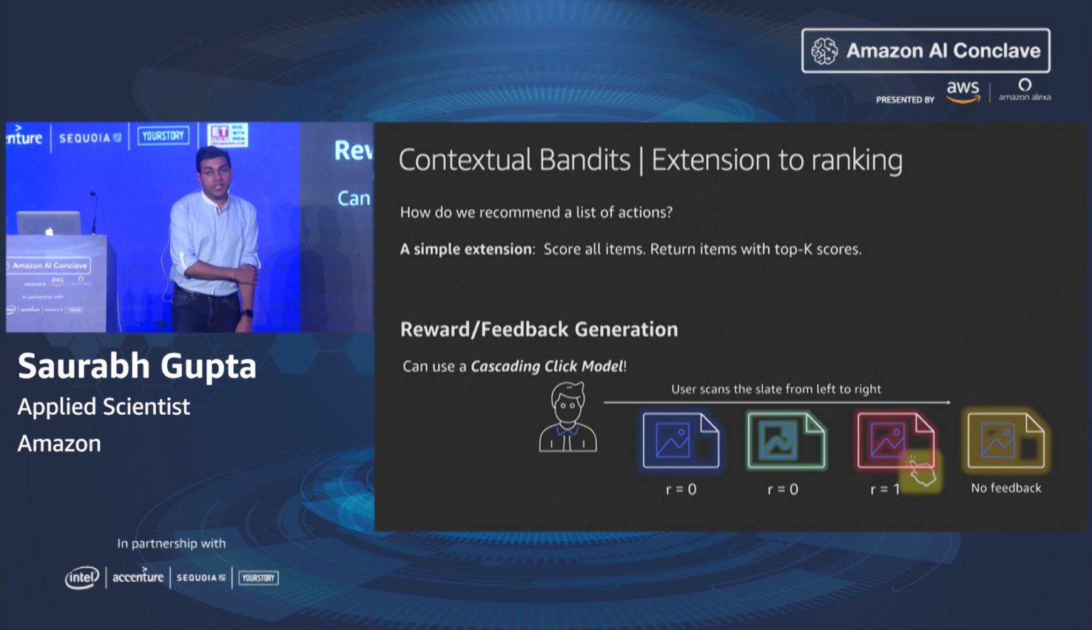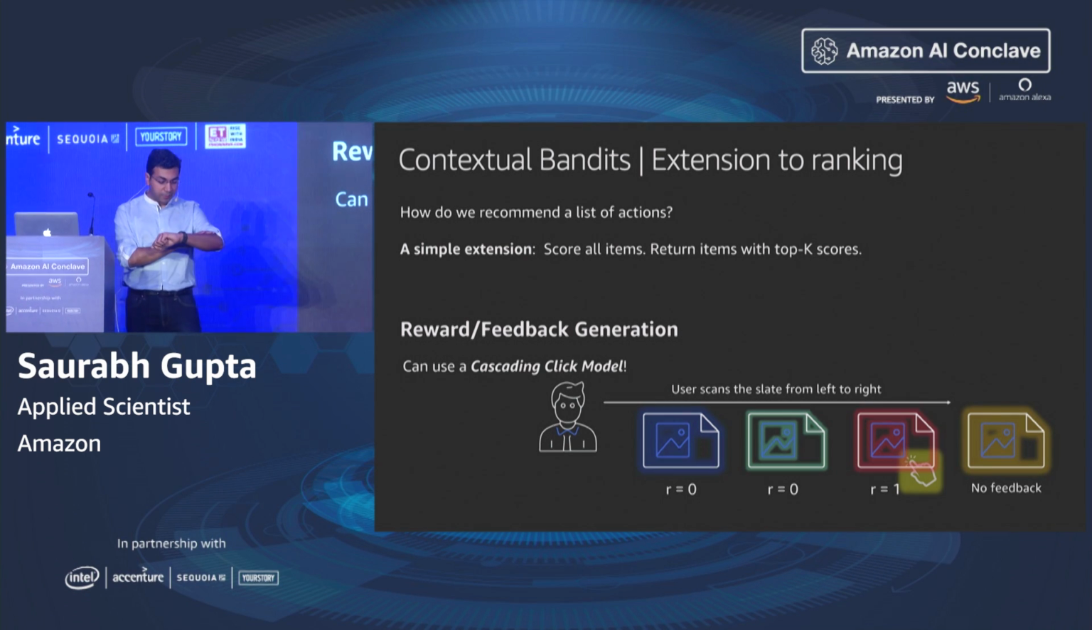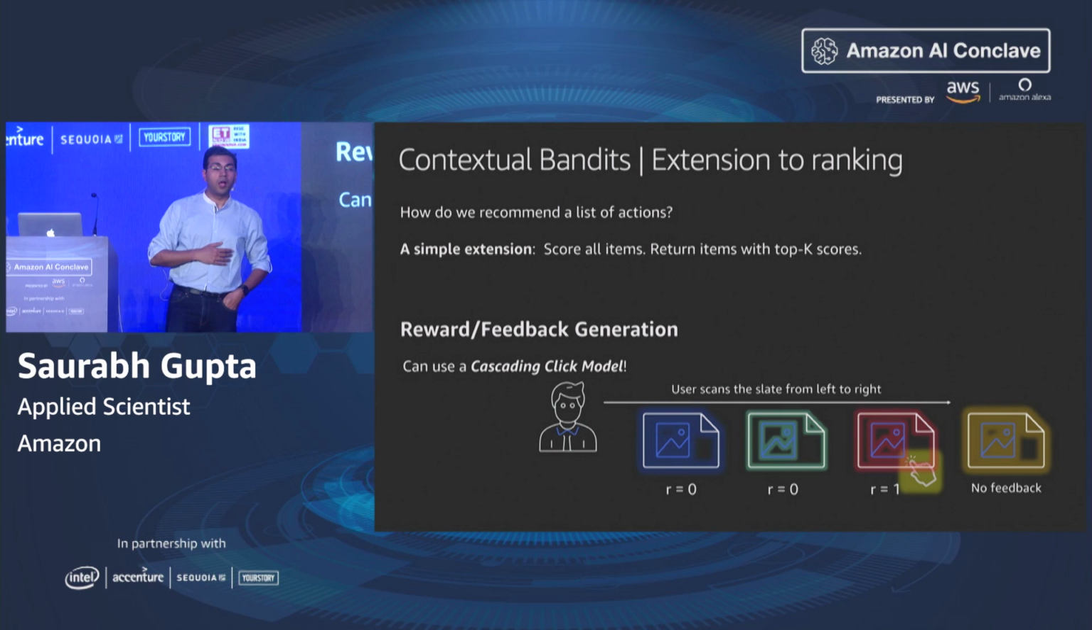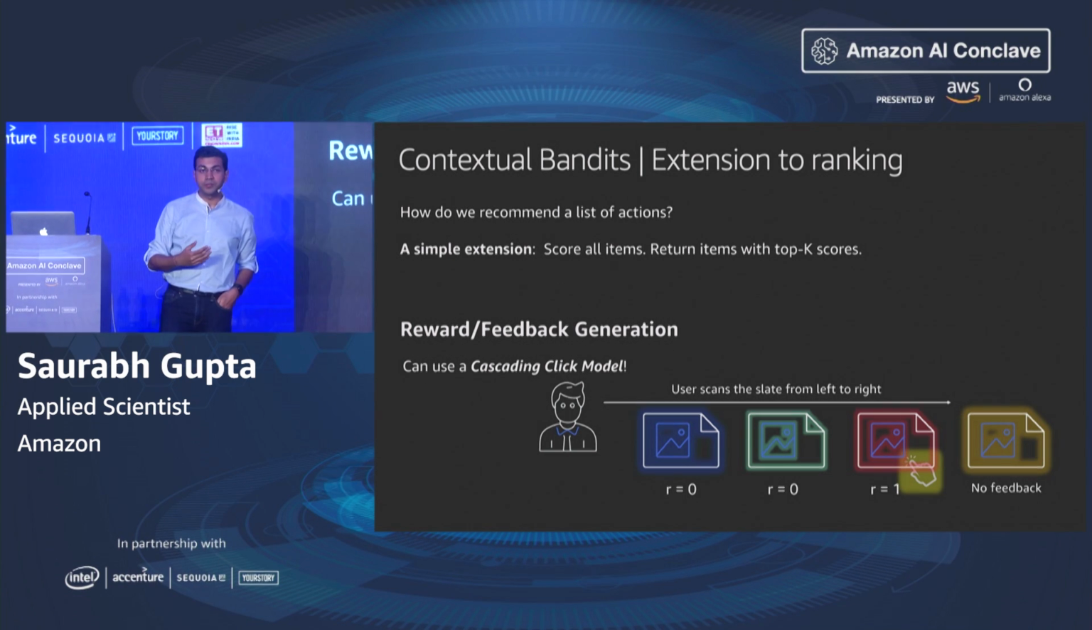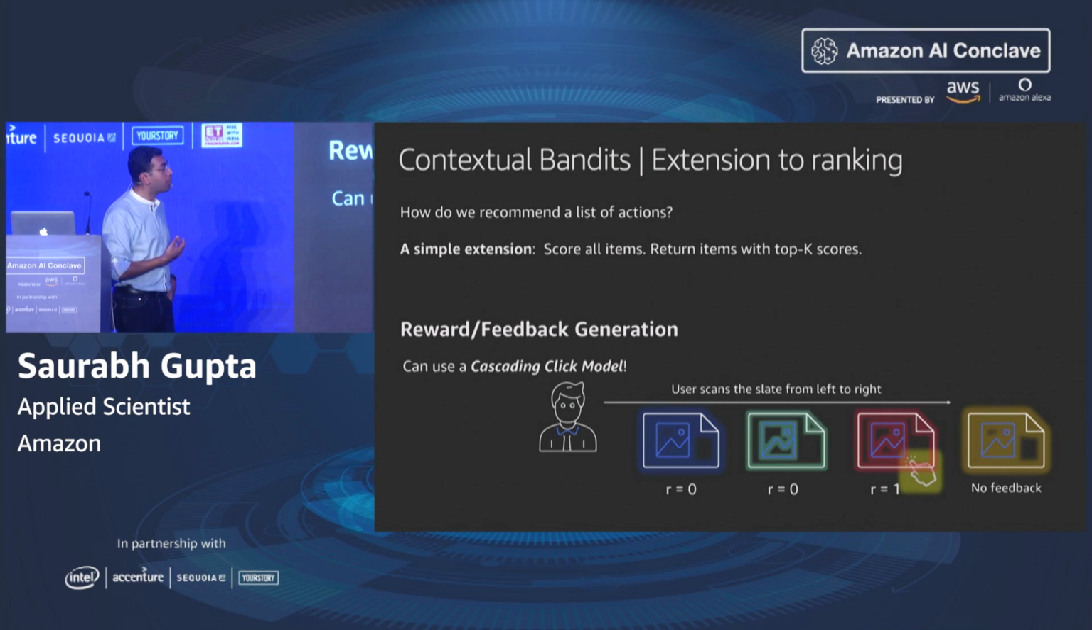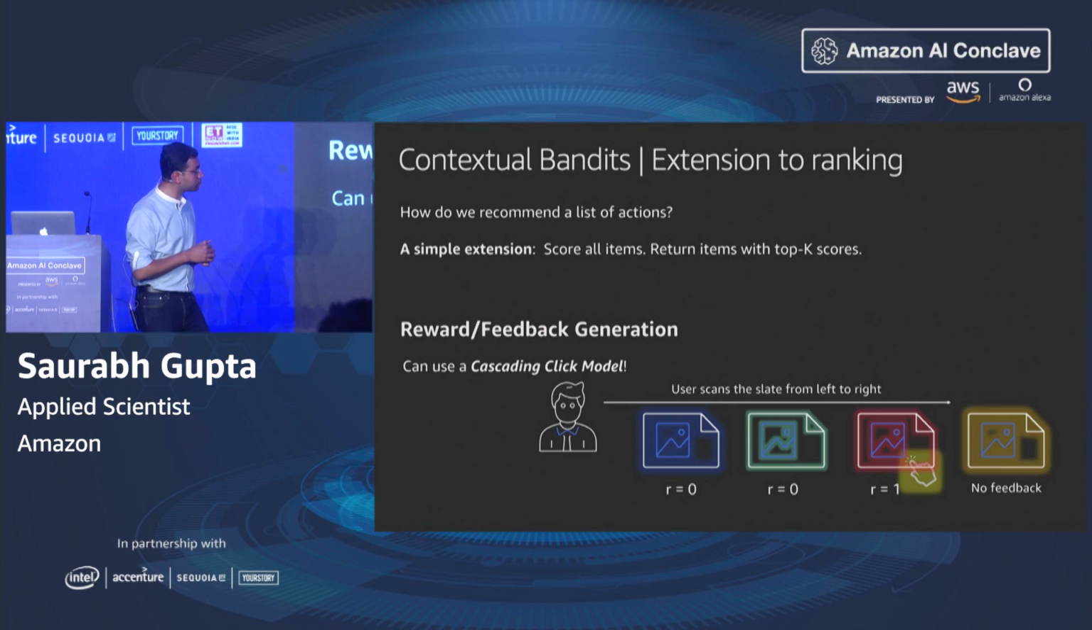Another extension to contextual bandits. In practice, it doesn't make a lot of sense if we just recommend the top one item. We have to recommend a list of items. So how do we make the bandit do it? A very simple extension is, you score all the items that you have and pick the items with the top k scores. That's how you do the inference and make the predictions.